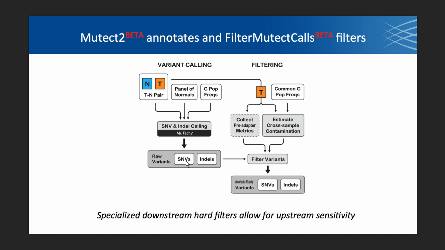There is no math here. This is a VCF format file. And this goes into our filtering tools alongside metrics, some of which were optional. For example, this CollectSequencingArtifactMetrics. You may not need it, but if you do, you just need to collect some metrics with our tools, as well as the metrics from estimating contamination. And you filter your variants to get analysis-ready somatic calls. So filtering is just represented very simply, but there's a lot going on in FilterMutectCalls. And these specialized downstream hard filters allow us to have higher upstream sensitivity.